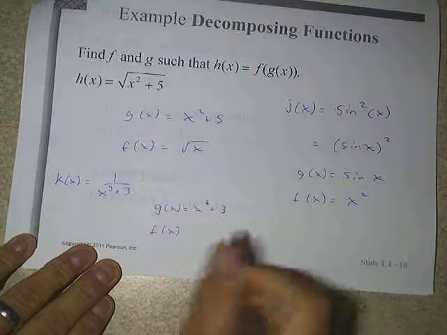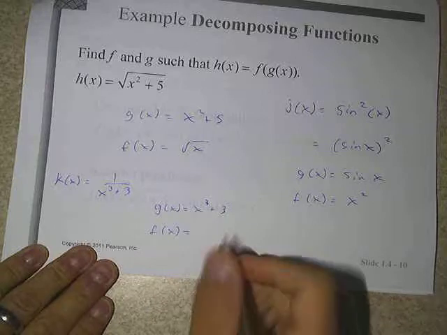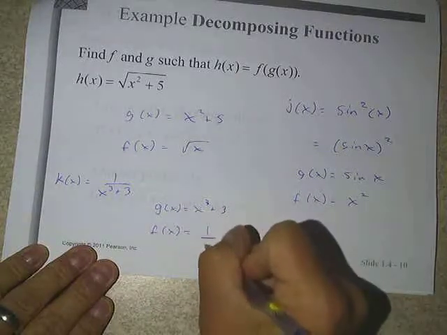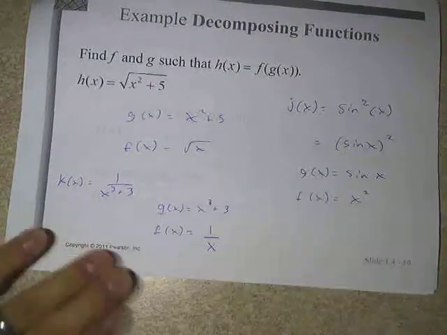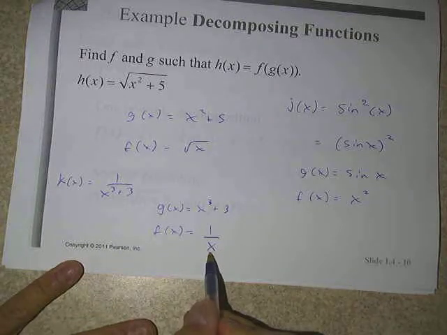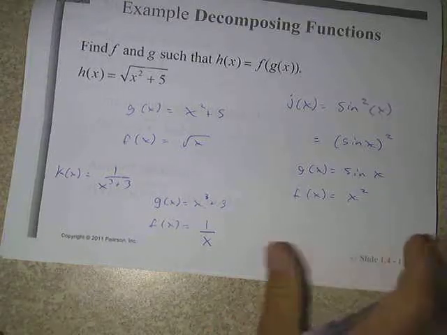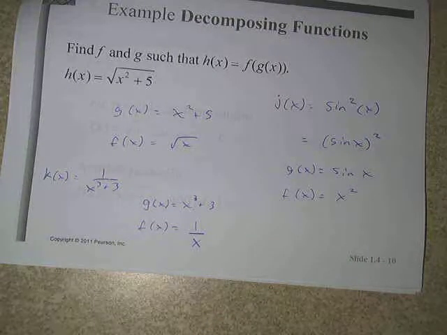And then ultimately, what did I compose that with? I plugged it in down below here, right? So that f function would have had to be 1 over what? That would have had to just be 1 over x, wouldn't it? Because if I take that right there and I replace the x, then I would be back to what I started with, the k function, wouldn't I? Okay. So those are a few examples of doing a decomposition.